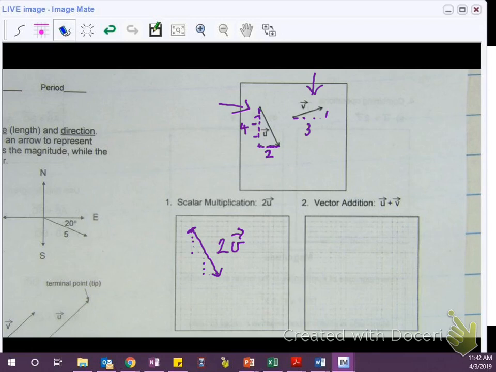All right, vector addition of u plus v. The order matters here. 2 plus 3 and 3 plus 2 are the same, but u plus v and v plus u are not the same. So we need to draw u first. So we're going to pick this. We're going to go down 4 and over 2. So this is u.